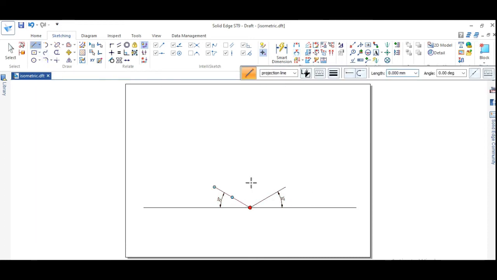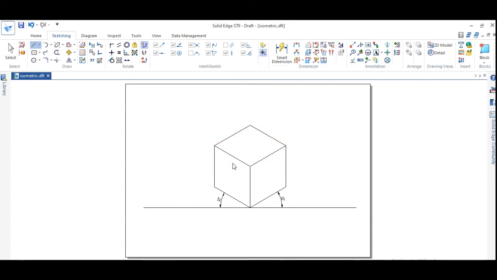So next, height is also 50 mm, I will represent. Okay. So similarly from this point 50 mm height. Enter. Join it. Similarly from this point 50 mm height. Next, from this point, it is 50 mm, enter, and the angle is 30 degree. 50, enter, angle is 30 degree, and join it. So this is the representation of a cube.